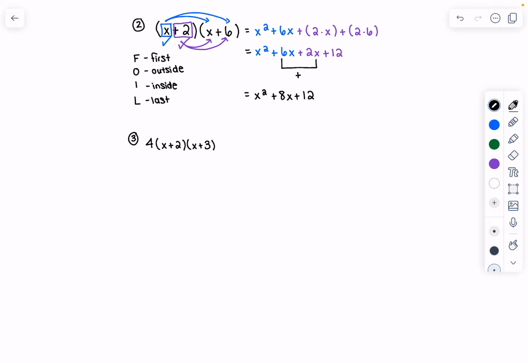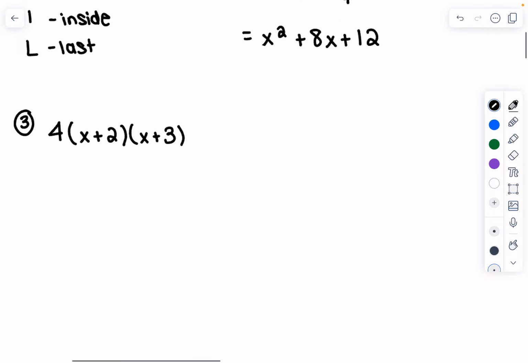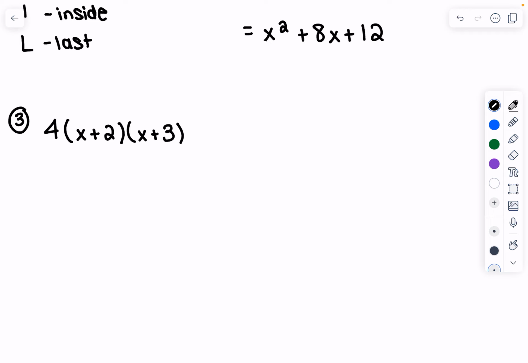So it actually looks very similar to the last one that we just did. However, we do have that 4 there. What we're going to do is we're going to start with ignoring the 4. We're just going to FOIL out as normal. And then we'll deal with the 4 at the very, very, very end. I'm going to do a very similar situation where I'm going to take this x, I'm going to show it being multiplied into the other x and the positive 3. And same thing, I'm going to take this positive 2, going to show it being distributed into the second bracket.